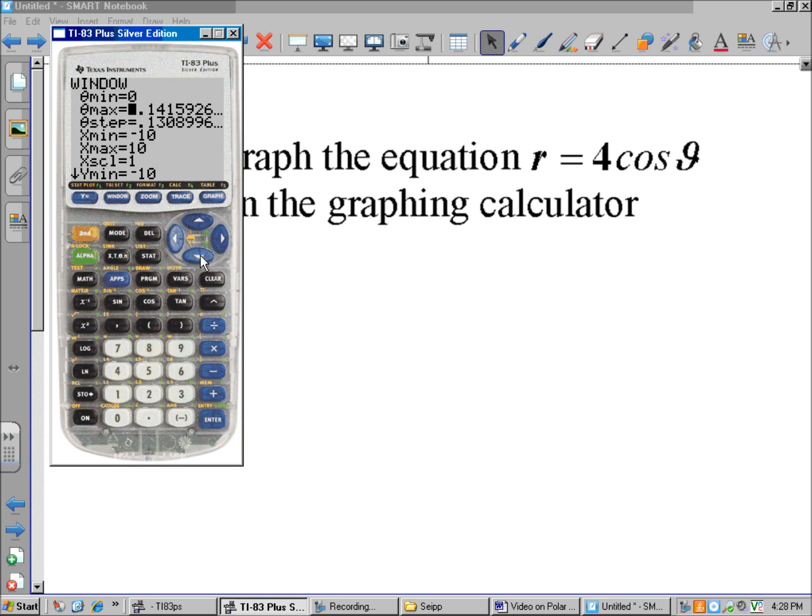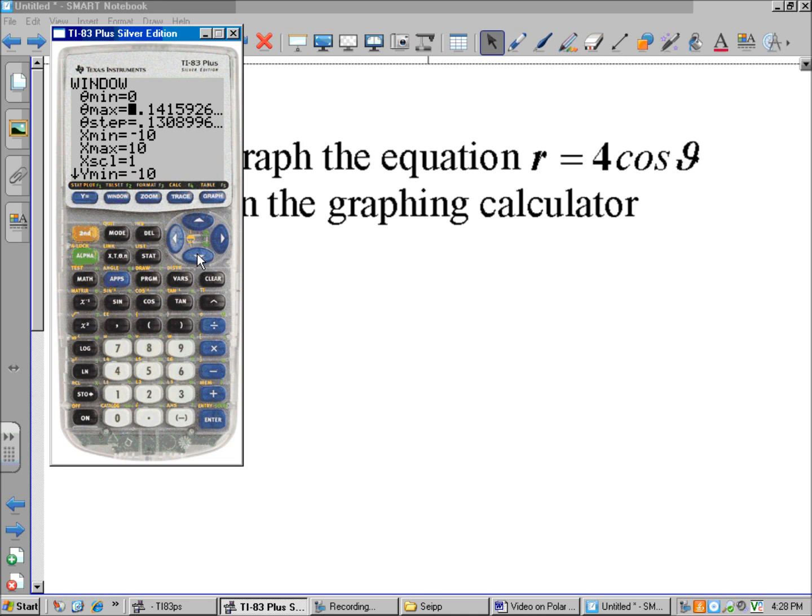What if we went from 0, maybe it gets graphed from 0 to pi divided by 2. What do you think about that? No, you're only going to get half the graph. All right, so from 0 to pi is going to give you that full polar graph for r equals 4 cosine theta. All right, so depending upon the curve that you have, it all depends upon how many degrees or how many radians you need to graph the curve.